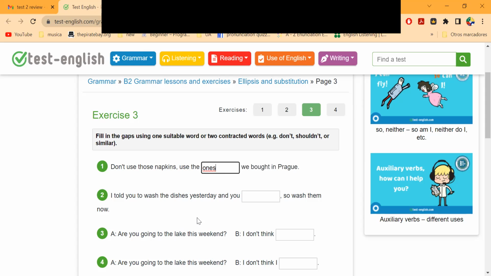Okay. What about number 2? I told you to wash the dishes yesterday, and you didn't, so wash them now. Didn't. Yeah, perfect. Ahí estamos usando la substitution, not to be redundant, ¿no es cierto? Para no decir, I told you to wash the dishes yesterday and you didn't wash the dishes yesterday. So we have to reduce using substitution or ellipsis.